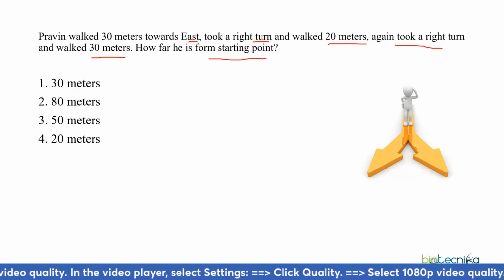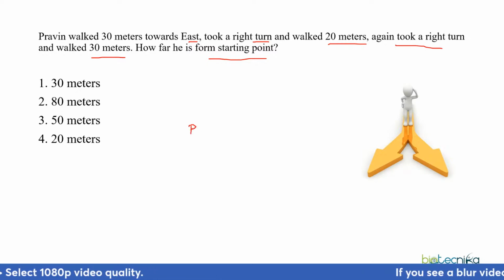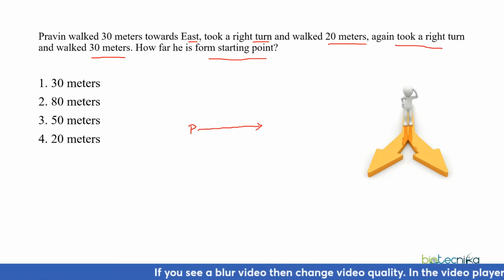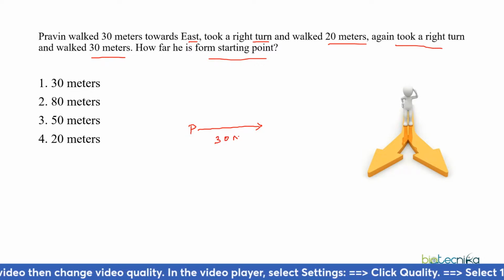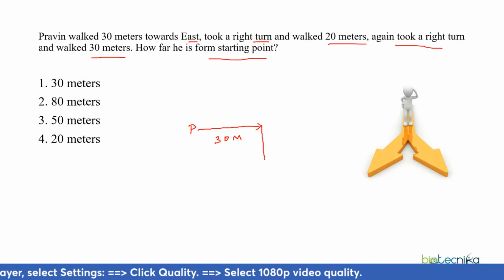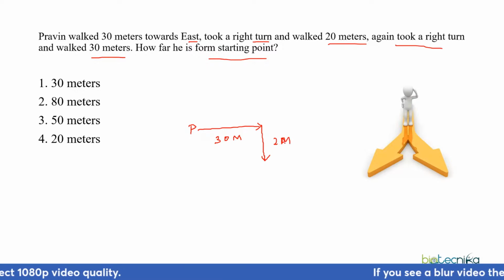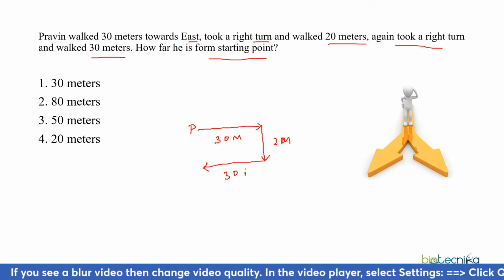So in order to solve this question, let's first of all make the diagram. Suppose this is Praveen, let's denote it with P. First of all, he walks 30 meters towards east. That means this will be my east, suppose. So he walks 30 meters. And then he took a right turn. That means the right turn will be here, right? So this is 20 meters. Again, he took a right turn and walked 30 meters. So from here, the right turn will be this side. So this is 30 meters, right?